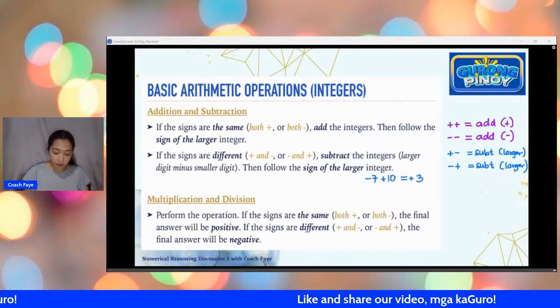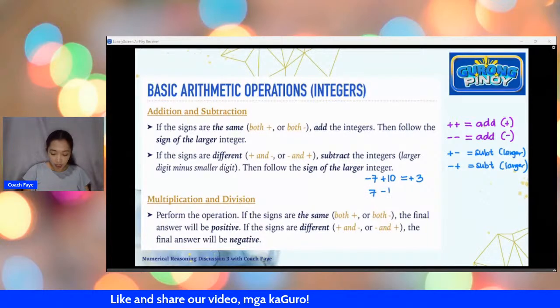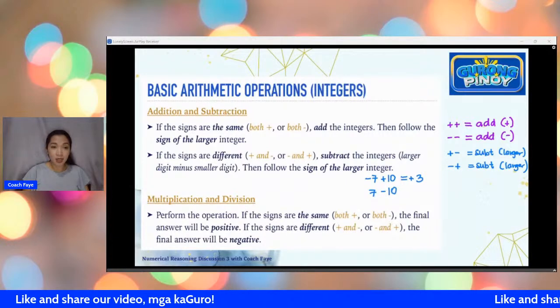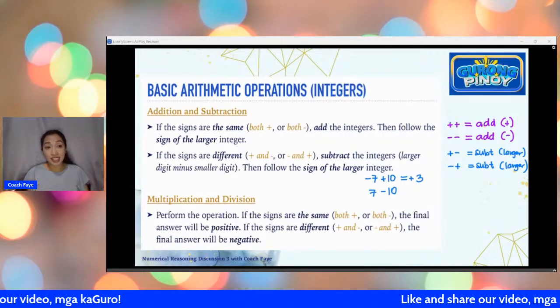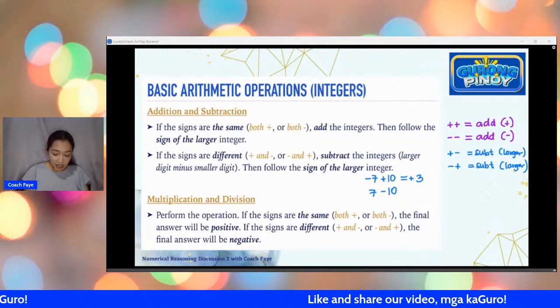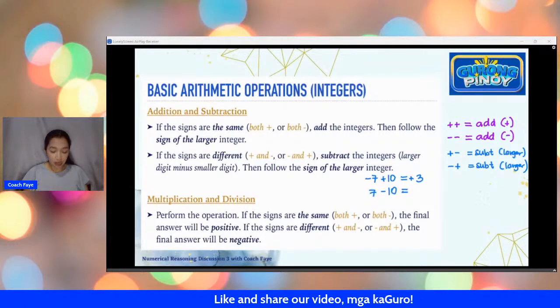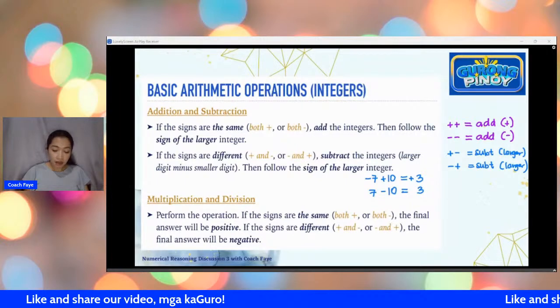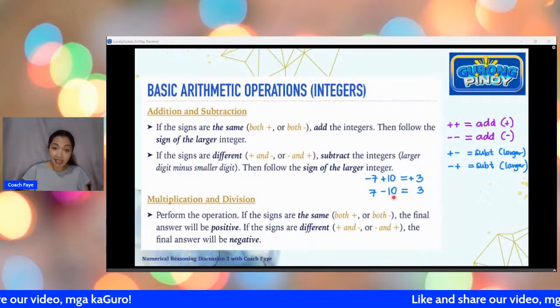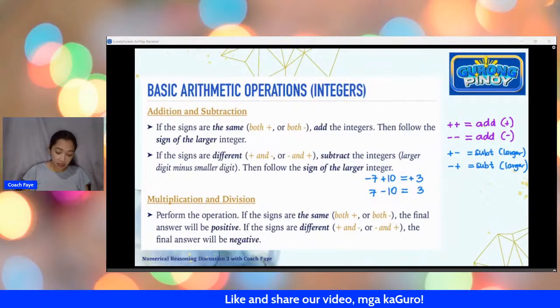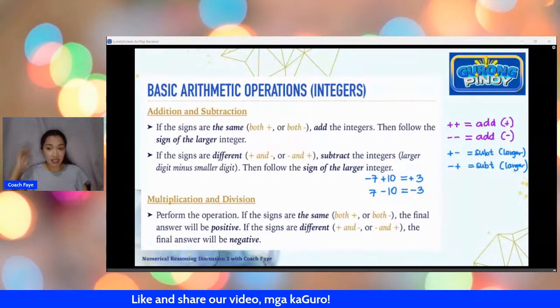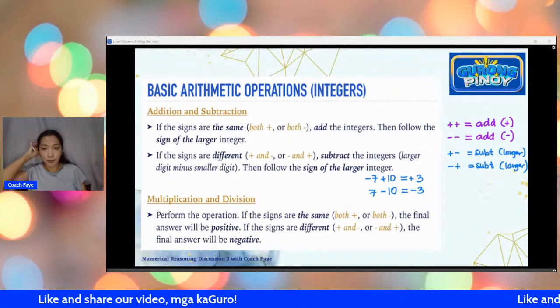Now, how about if you have 7 minus 10? Ayan, pareho lang. 7 minus 10. 7 is positive, and then your 10 is negative. So, dahil magkaiba po sila ng sign, magsasubtract po tayo. So, again, 10 and 7, pag subtract, that's 3. However, yung larger digit na 10, negative po siya. Therefore, we expect that our answer here should also be negative. Yun lang po siya. Okay po?